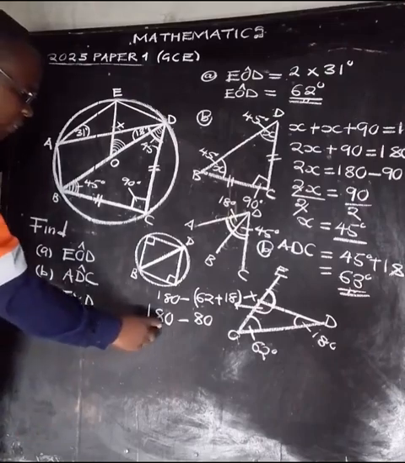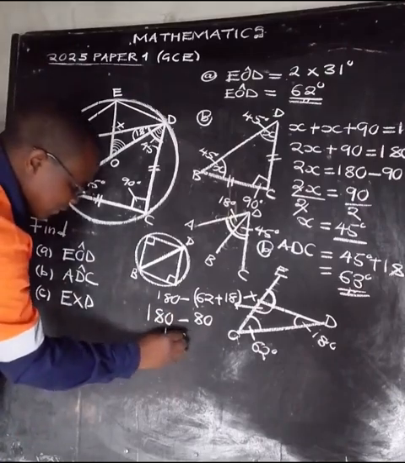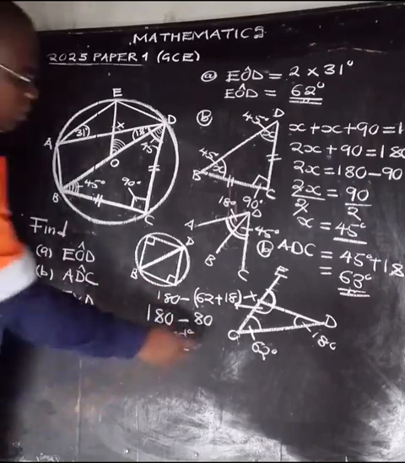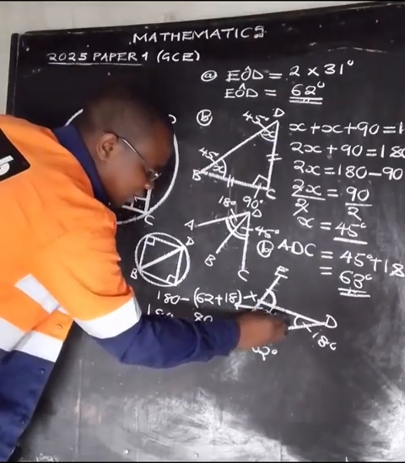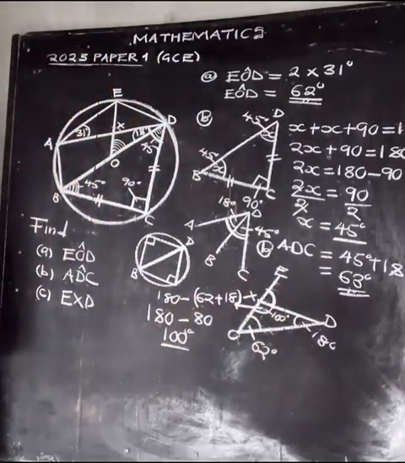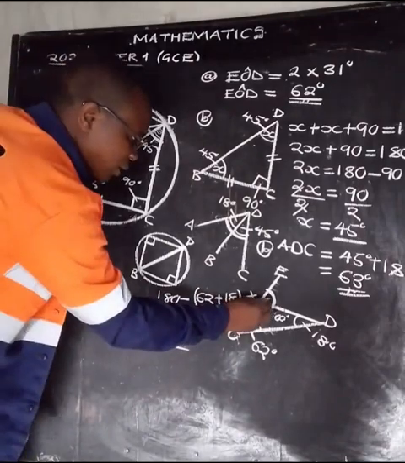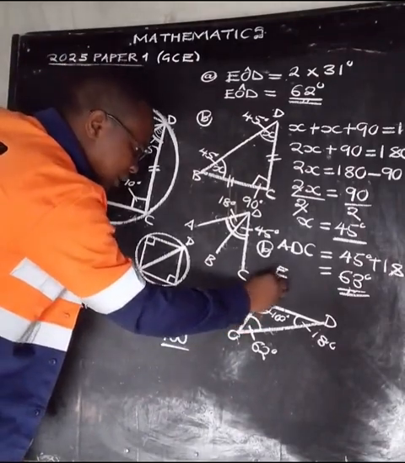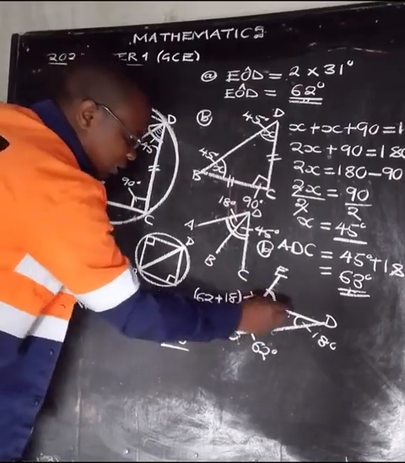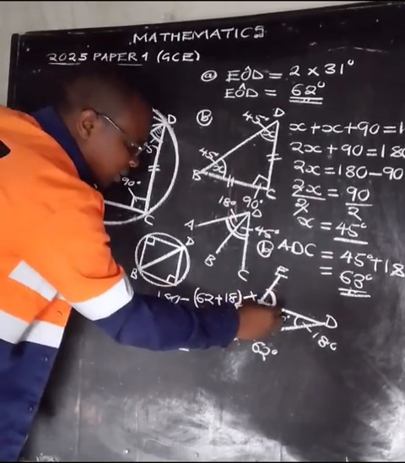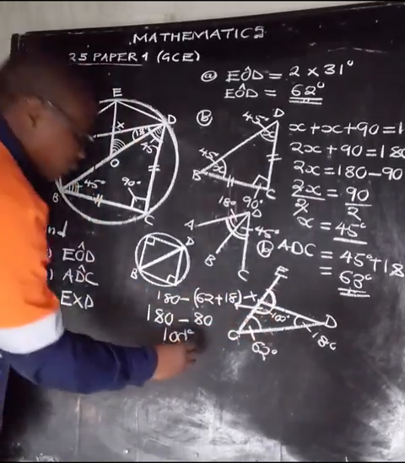So 180 minus 80, you get 100. So this angle is 100. Now this angle we want, remember, is EXD. EXD and 100 are on a straight line.